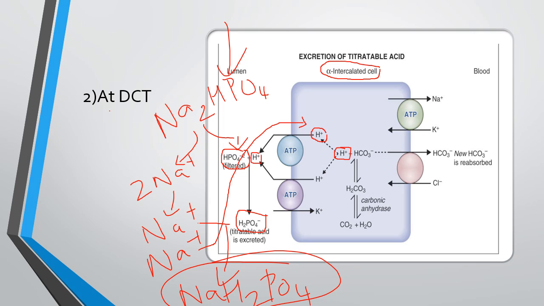So this compound is called a titrable acid. And so by excreting this titrable acid, the urine becomes acidified. The normal blood pH is 7.4, but the normal urine pH is around 6. So how is the urine so much more acidic than the blood? It is by this mechanism. The DCT cells secrete a titrable acid known as sodium dihydrogen phosphate into the lumen, which is excreted into the urine, and that is how the kidneys clear the acid from the body.